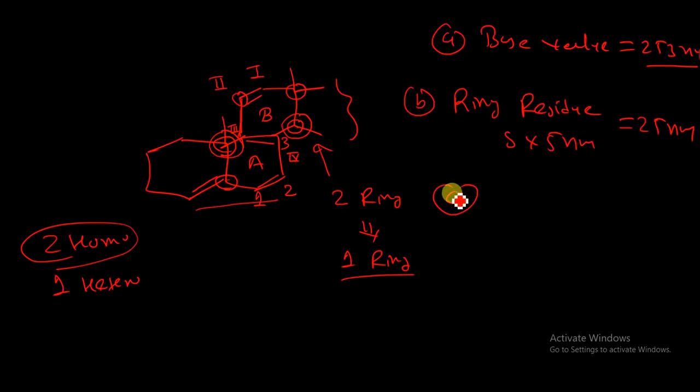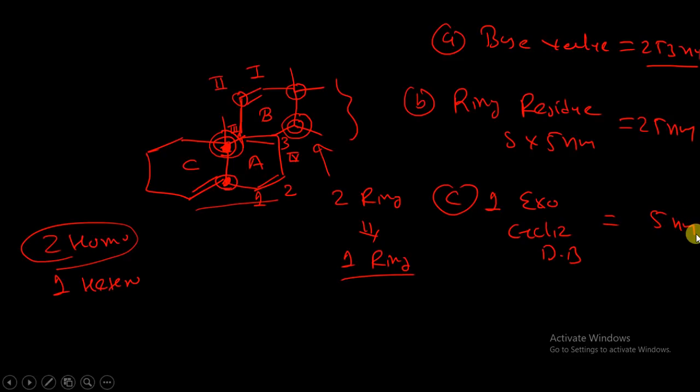Second, whether there is an exocyclic double bond present in the structure or not, so I have to consider ring A, B and C. Suppose I am writing down ring A here. So one exocyclic double bond is present for ring A. For ring C there is no exocyclic double bond. For ring B there is no exocyclic double bond present here. So what do I have to consider? I have to consider only one exocyclic double bond. So I have to add 5 nanometer for this.